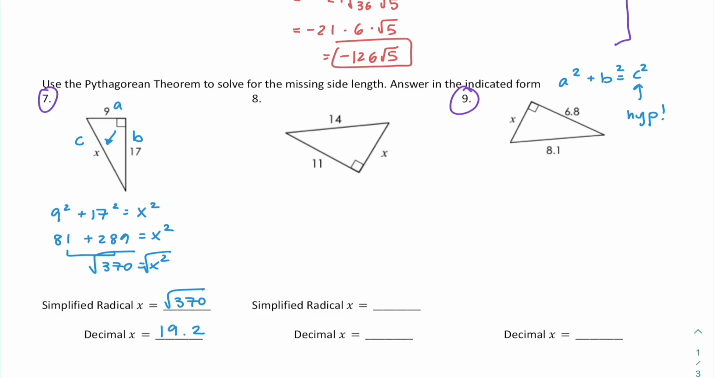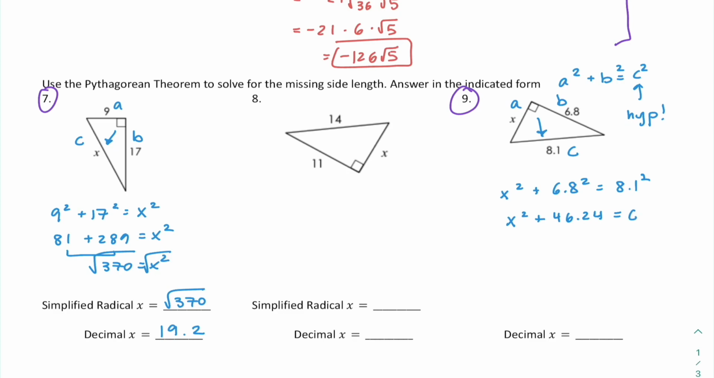Same process on number 9. So across from the right angle is the hypotenuse. The legs are the other two, and those can be in any order. We write out the Pythagorean theorem. So x squared plus 6.8 squared equals 8.1 squared. Again, we're going to simplify everything down, so x squared does not change. But I am going to have to figure out each little part. And keep all of your decimals until the end. Try not to round until the very end.